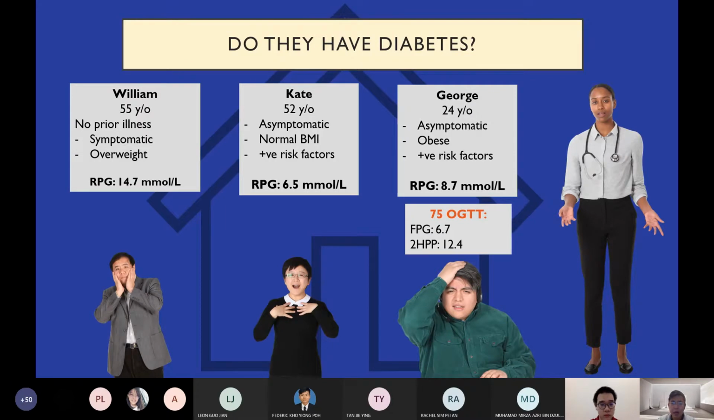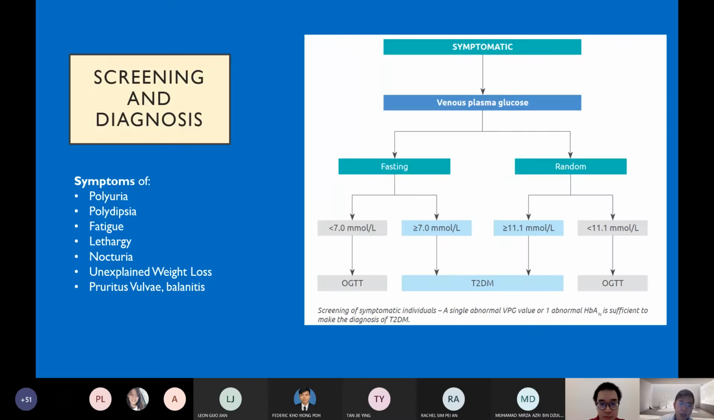She has some risk factors. However, she doesn't have any symptoms, so we don't need to proceed to do a 75-gram OGTT for her. And for George, even though he's young, his random plasma glucose was 8.7, so it was not normal. So we proceeded to do a 75-gram OGTT, and his fasting is less than 7, but his 2-hour postprandial is more than 11.1. So William and George both have diabetes. This is just an algorithm on screening and diagnosis of type 2 diabetes.